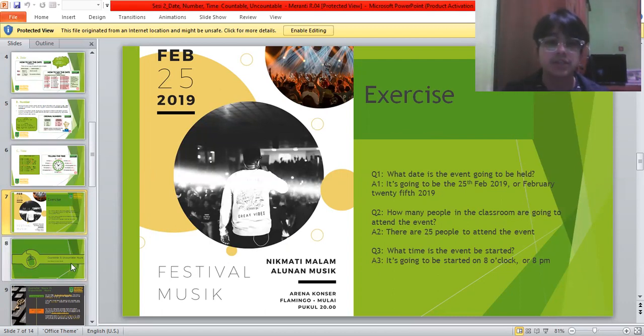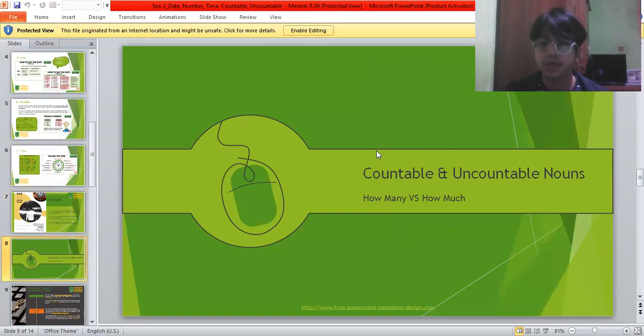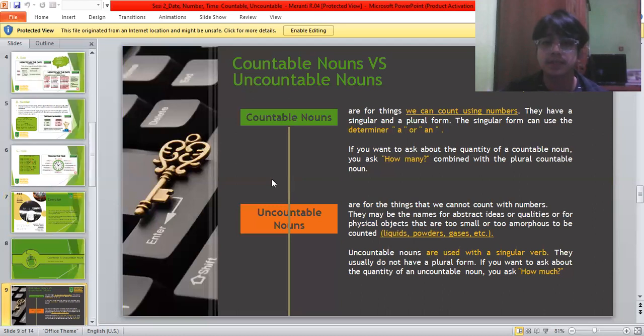Okay, so now we're going to learn about countable and uncountable nouns. This is the difference for the equations. Many is used for countable and much is used for uncountable nouns. So this is the explanation. Countable nouns are the things that we can count using numbers, while uncountable nouns are the opposite, the things that we cannot count using numbers.